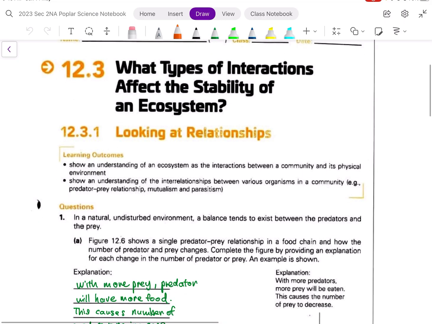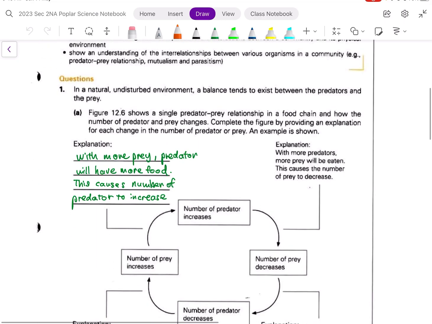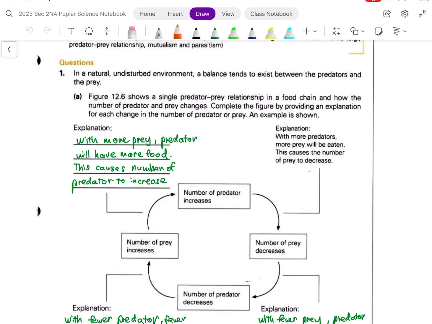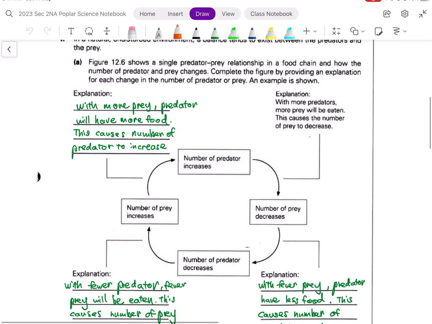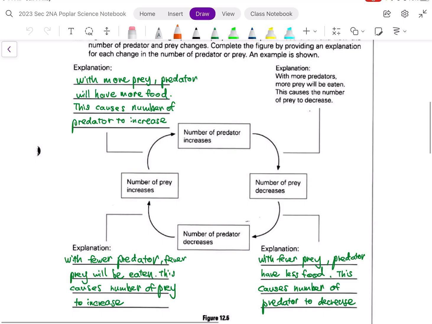Let's have a look at this. So basically you have this question: in a natural undisturbed environment, a balance tends to exist between predators and the prey. Figure 12.6 shows a single predator-prey relationship in a food chain and how the number of predators and prey changes. Complete the figure by providing an explanation for each change in the number of predators and prey. We're given a few scenarios.